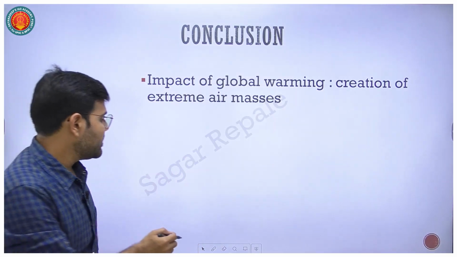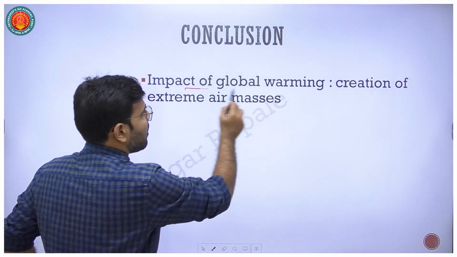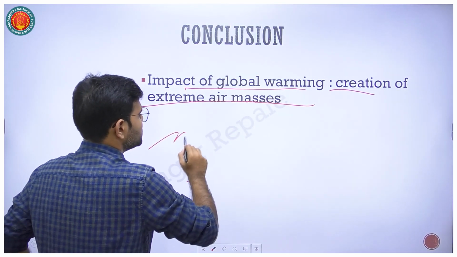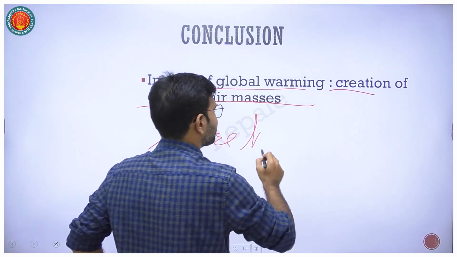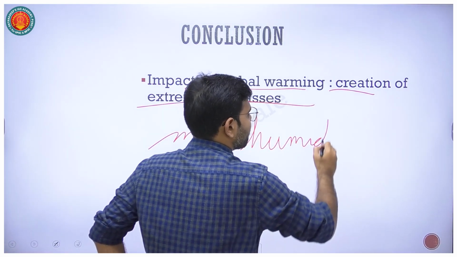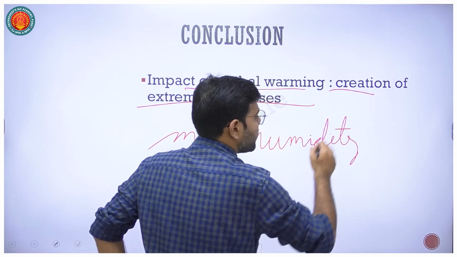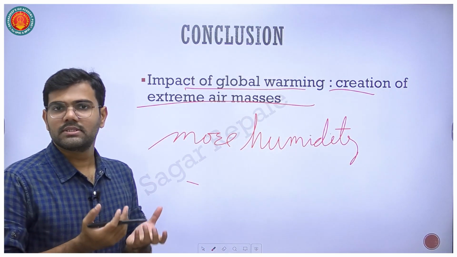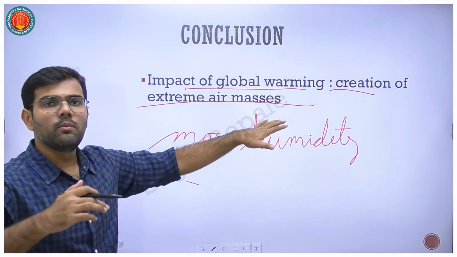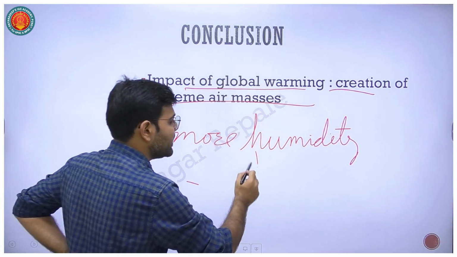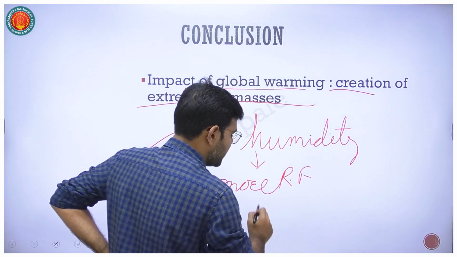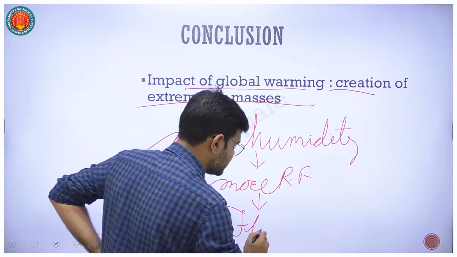So you can write the impact of the global warming on the air mass. That is what? Creation of extreme air masses means what? More humidity. Why? Because of the increase in the temperature. When the temperature is increased in the atmosphere, the humidity level also increases. So more humidity means what? More rainfall. And when there is more rainfall, the chances of floods increase.